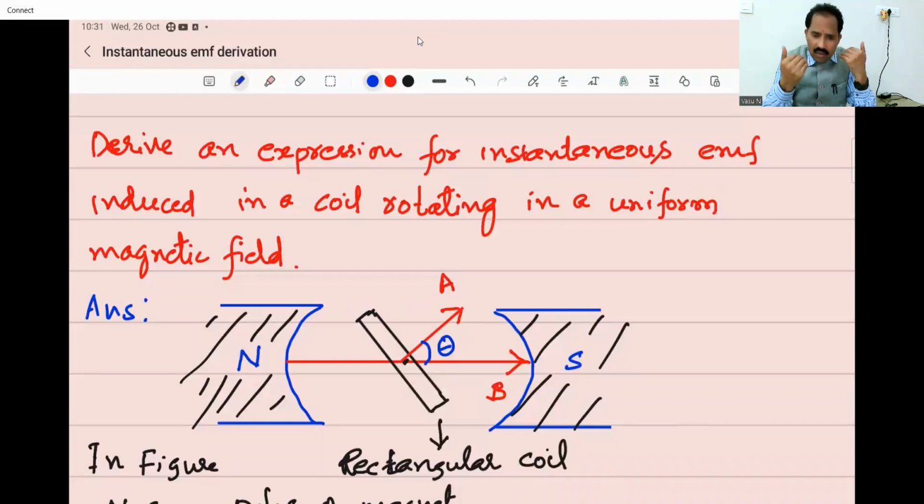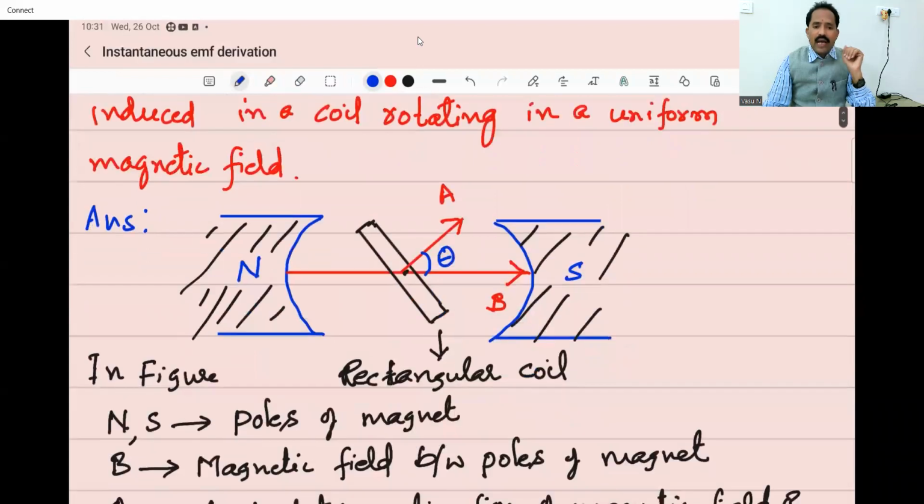Now, let us derive the equation for the instantaneous EMF induced in a coil which is rotating in a uniform magnetic field. So let us consider one diagram. We have two magnetic pole pieces of a magnet. They are called cylindrical pole pieces.